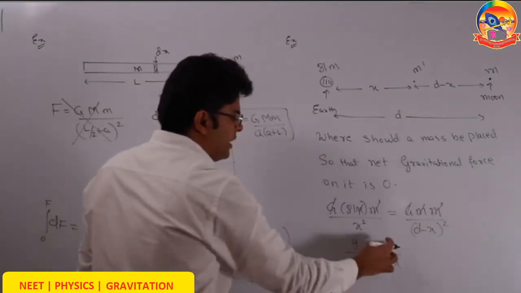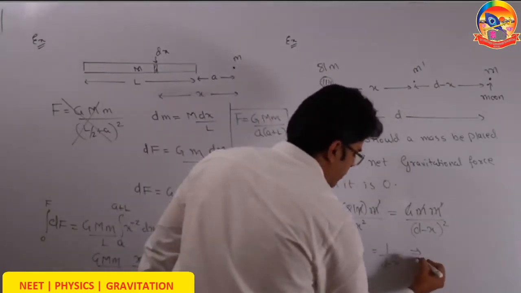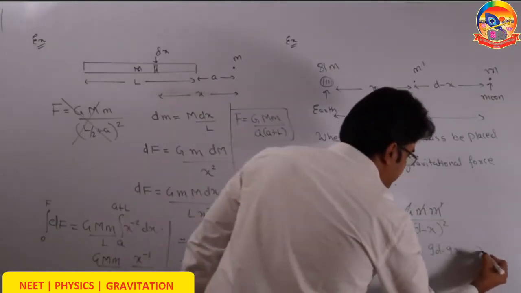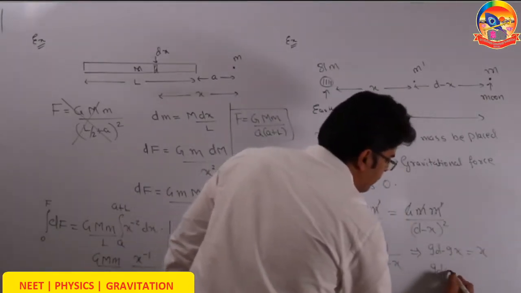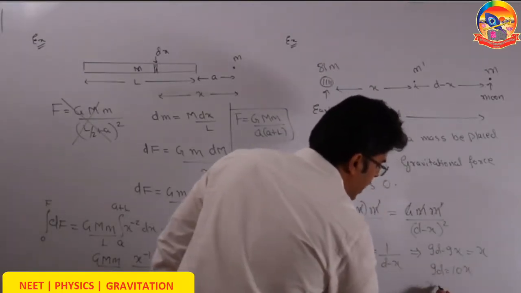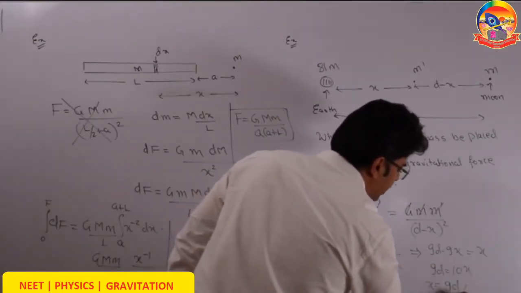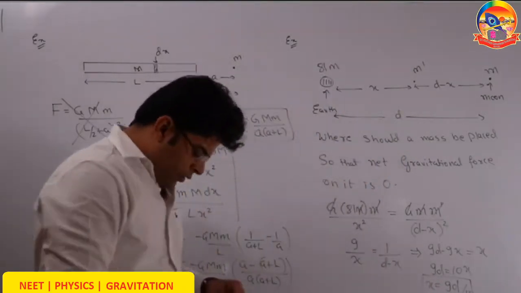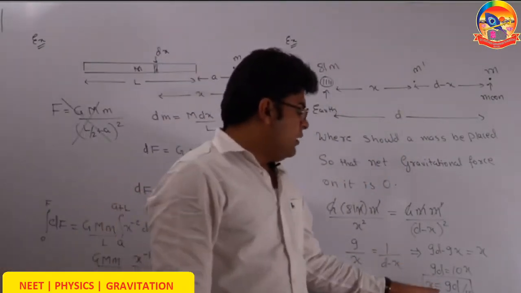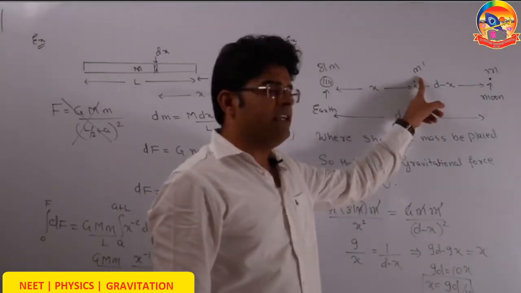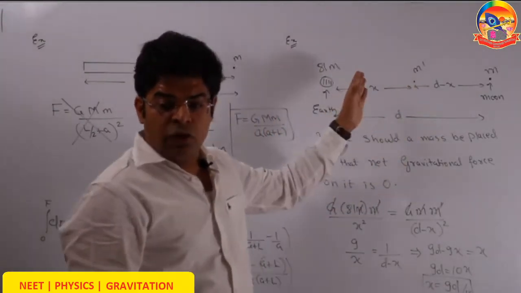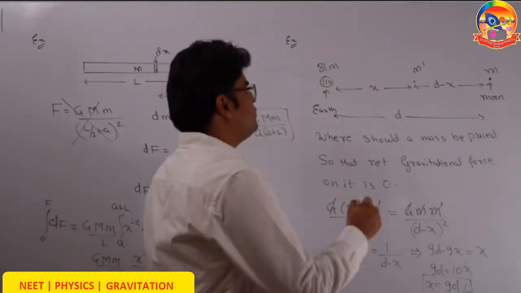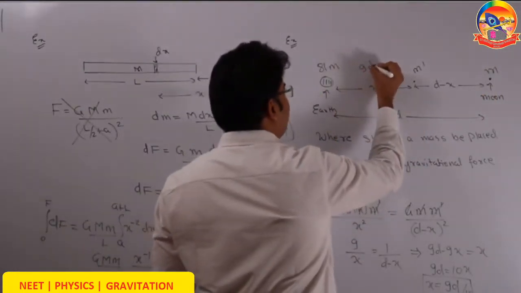Bring this to left hand side, right hand side. So you get 9d minus 9x equals to x, or 9d equals to 10x, or x equals to 9d by 10. So notice that the point at which the mass experiences net force 0 is closer to moon and away from earth. The distance from earth comes out to be 9d by 10.